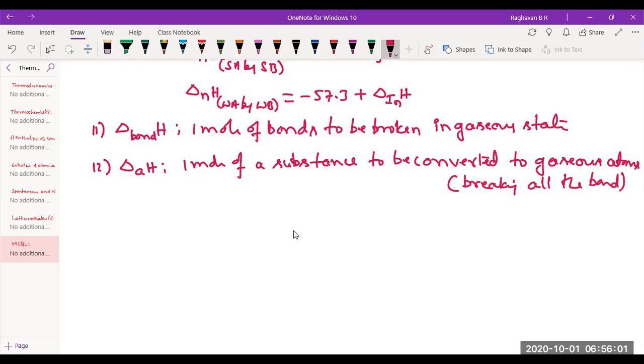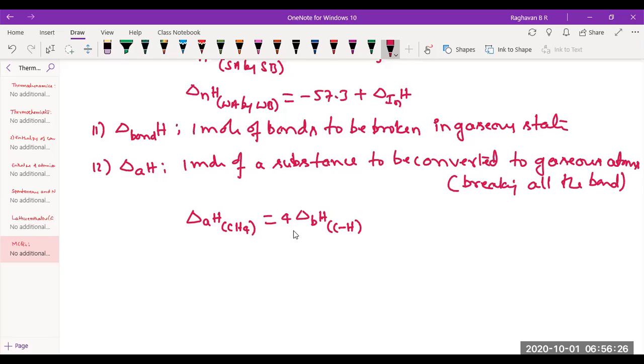Whereas in case of methane, atomization enthalpy of methane obviously will be 4 times bond enthalpy of C-H bond. Our bond enthalpy is equal to average atomization enthalpy by 4, also you can do that. Okay, so that is atomization enthalpy.